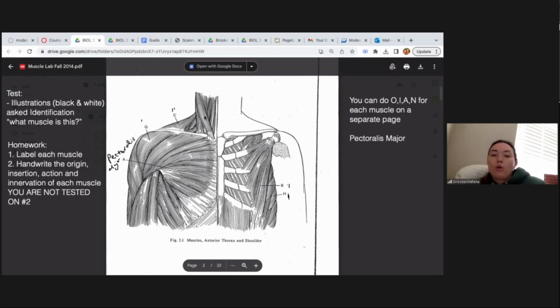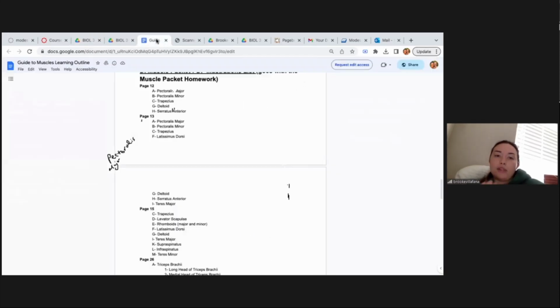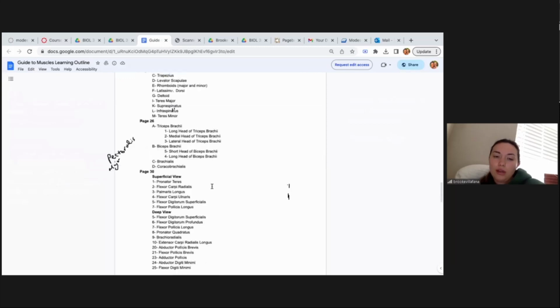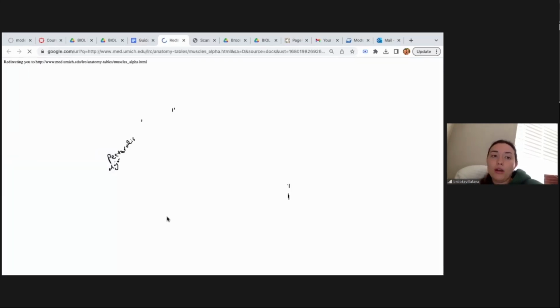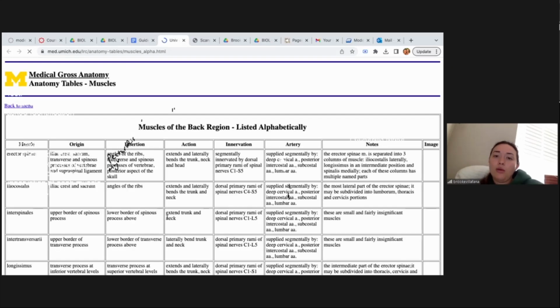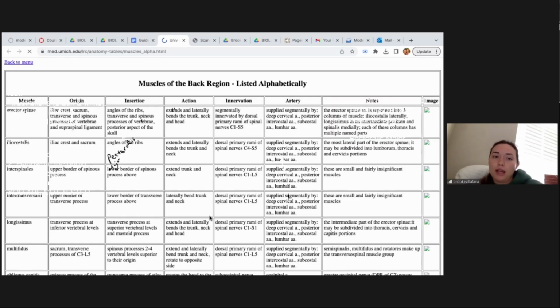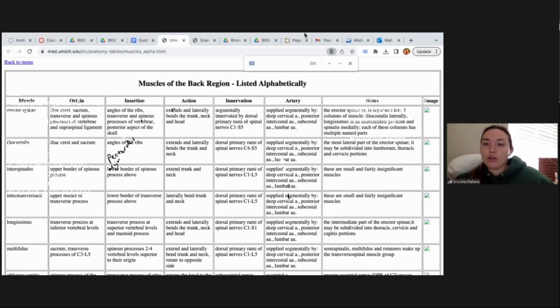For the origin, insertion, and action and innervation, if you go on the same Guide to Muscles link and you scroll all the way to the bottom, there is a link here that it's not like the perfect link. You can use whatever you want, but this has everything you guys need in one place. It's a link that was referred to me by a previous SI leader. If you guys click on that, you can use the Control F feature, right? Control Find to find your muscle.